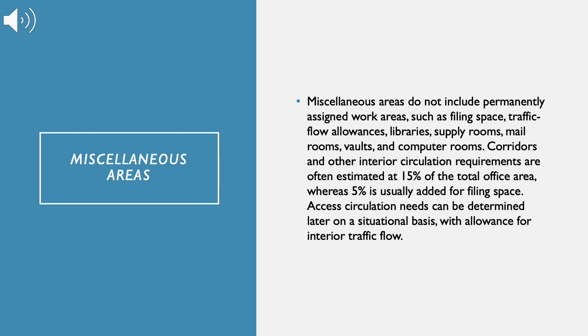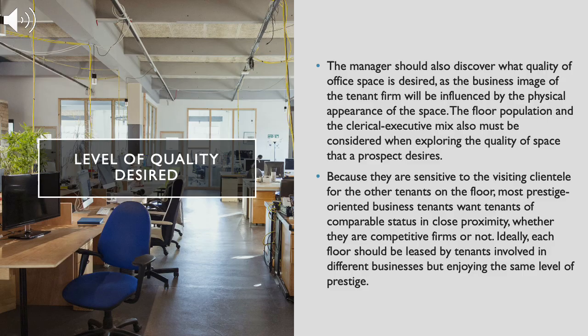Miscellaneous areas do not include permanently assigned work areas such as filing space, traffic flow allowances, libraries, supply rooms, mail rooms, vaults, and computer rooms. Corridors and other interior circulation requirements are often estimated at 15% of the total office area, whereas 5% is usually added for filing space. Access circulation needs can be determined later on a situational basis with allowance for interior traffic flow. Level of quality desired.